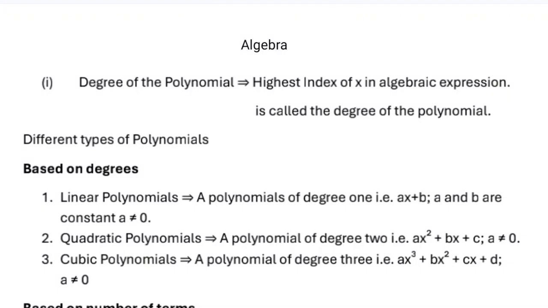Hello students, today we are going to start a new chapter. The name of the chapter is algebra.